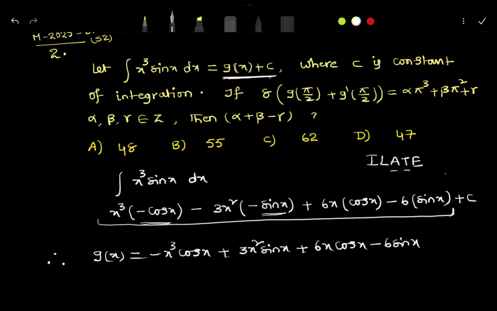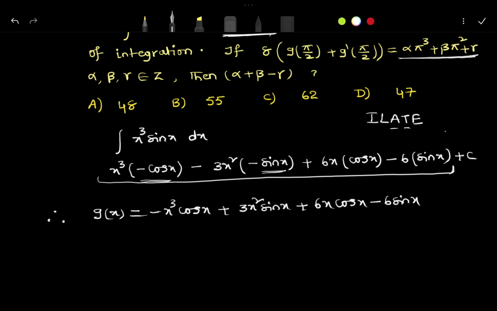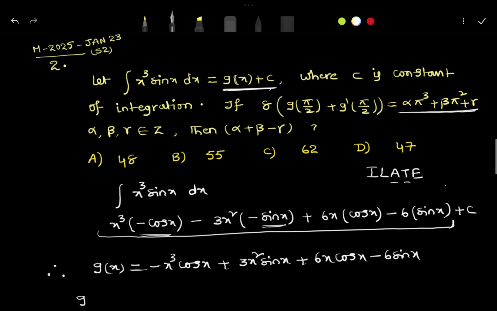Next you see the question: if 8 into g of pi by 2 plus g dash of pi by 2 is equal to alpha into pi cube plus beta into pi square plus gamma, where alpha, beta, gamma are integers. So now here you have to find out g dash of x. What is that g dash of x?